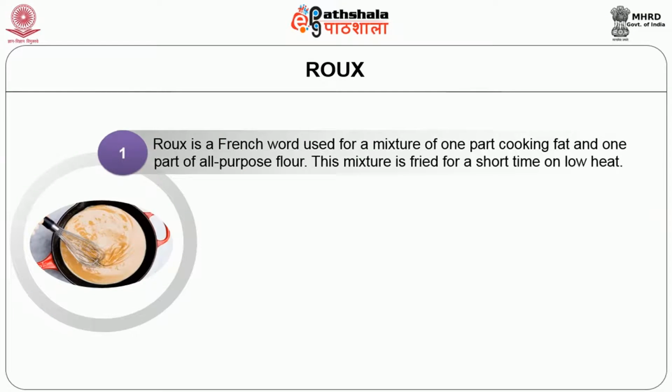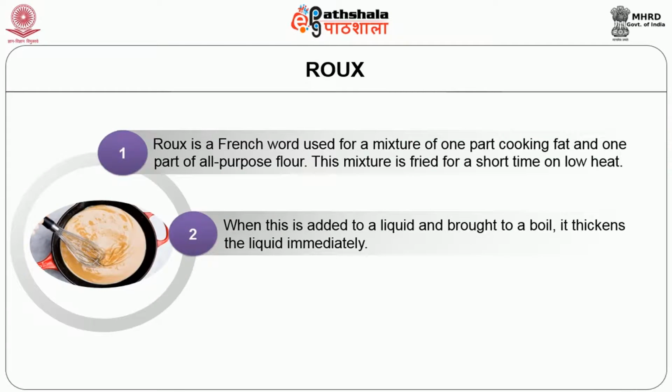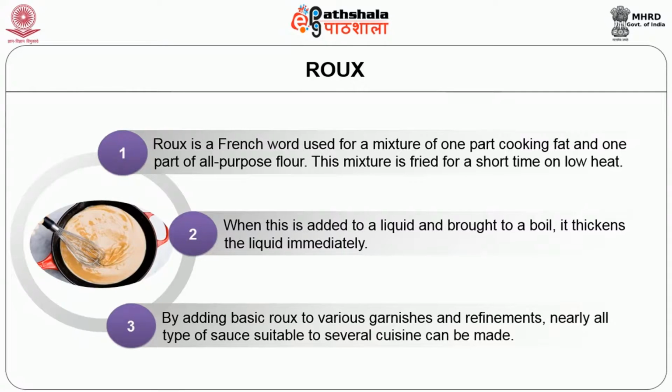Roux is a French word used for a mixture of one part of cooking fat and one part of all-purpose flour. This mixture is fried for a short time over low heat. When this is added to the liquid and brought to boil, it thickens the liquid immediately. Watching and stirring over a low fire is needed. By adding basic roux to various garnishes and refinements, nearly all types of sauces suitable to several cuisines can be made. Only for a few special preparations, roux is omitted and white sauces are used instead.